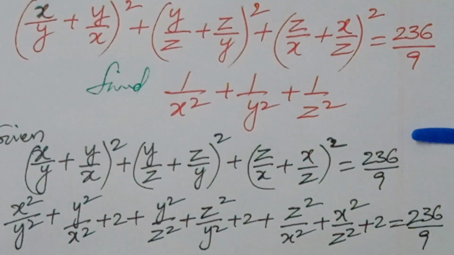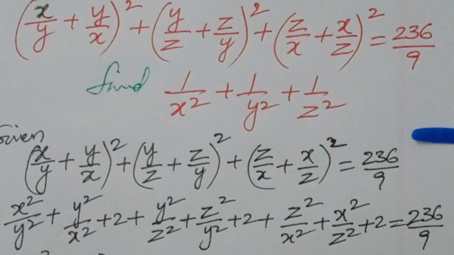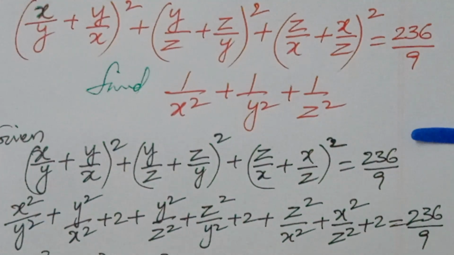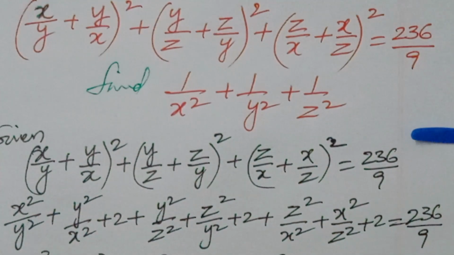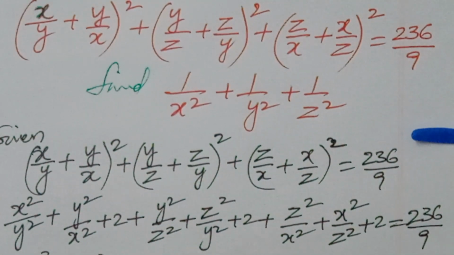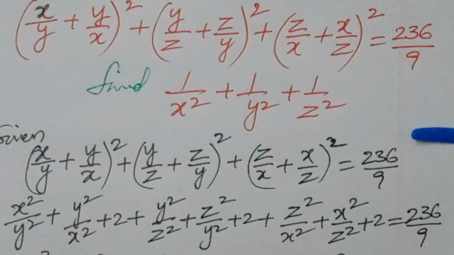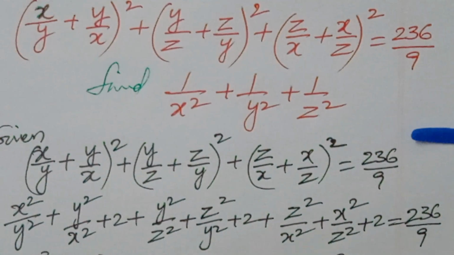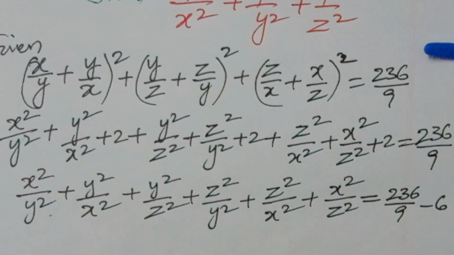So here x square over y square plus y square over x square plus y square over z square plus z square over y square plus z square over x square plus x square over z square is equal to 236 by 9 minus 6. So here you have to do some adjustment.